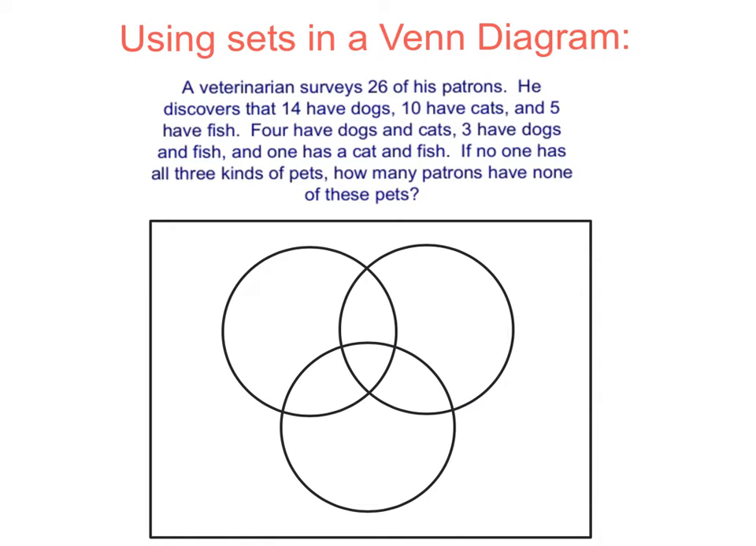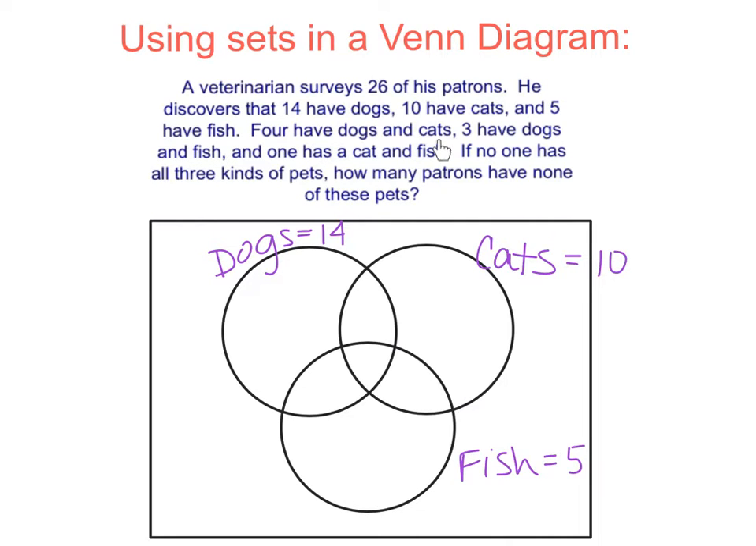One way to approach this problem is to use a Venn diagram. So I like to set it up by naming my 3 circles. I have 3 circles because I'm going to be talking about dogs, cats, and fish. So I'm told that 14 total have dogs, 10 total have cats, and 5 total have fish, which means that everything in this circle is going to add up to 14, everything here is going to add up to 10, and everything here is going to add up to 5. So let's start figuring out more of our information.